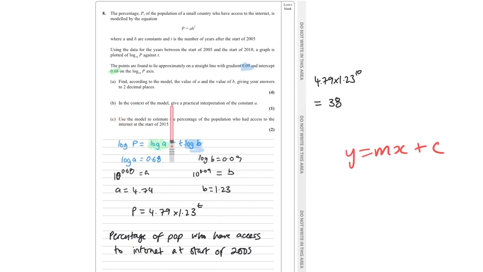Part B, it says in context of the model. This means you have to make it into context, okay? So it's the percentage of population who have access to the internet at the start of 2005. It was a really simple answer. And then part C says use the model to estimate at the start of 2015, which is 10 years later, so you just substitute in 10, round it to 2 significant figures. So very nice, easy, 7 marks.